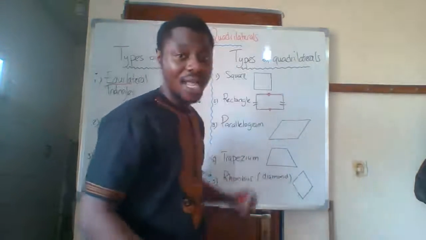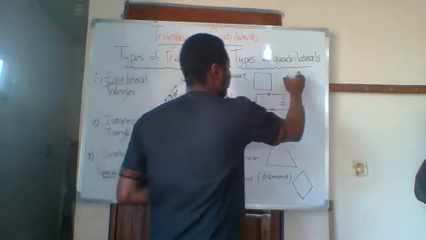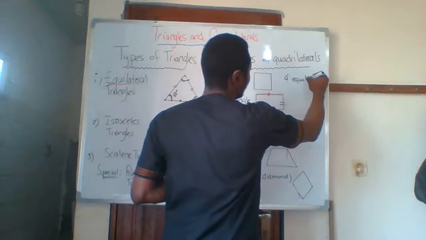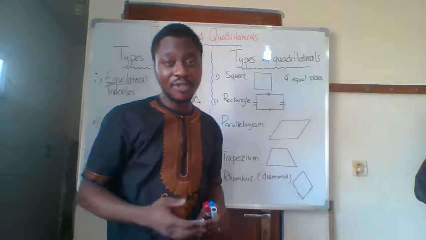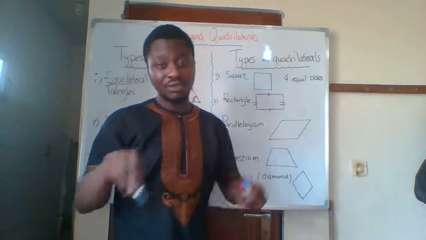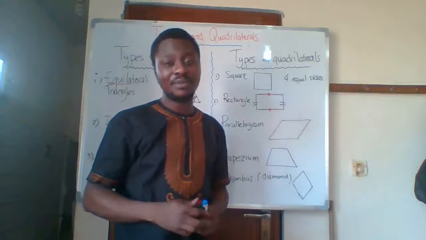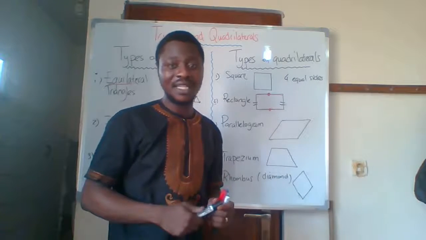You already know about a square that has four equal sides. They're all equal. How do you know that they are equal? Only when you measure them, but you can even figure it out with the eyes because a square is easy to identify.